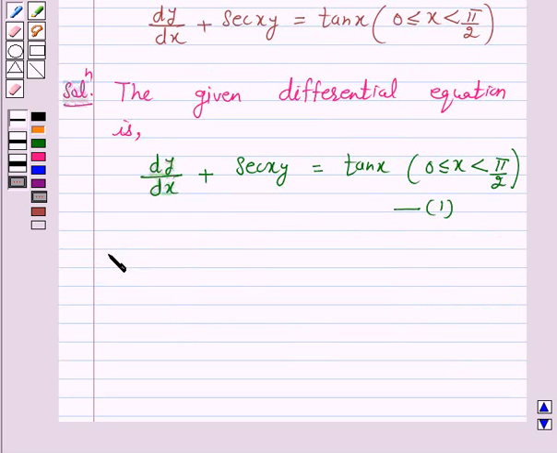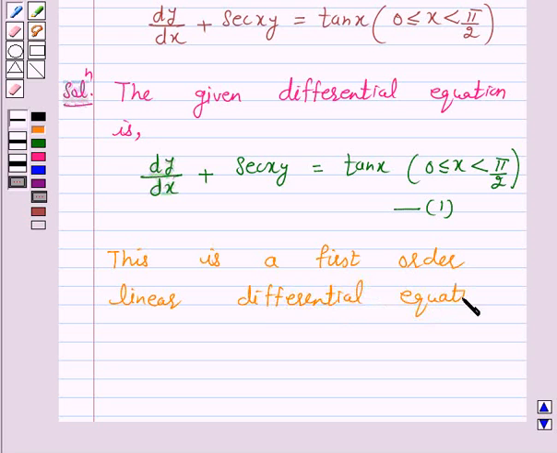Now this is a first order linear differential equation with p is equal to secant x and q is equal to tan x.